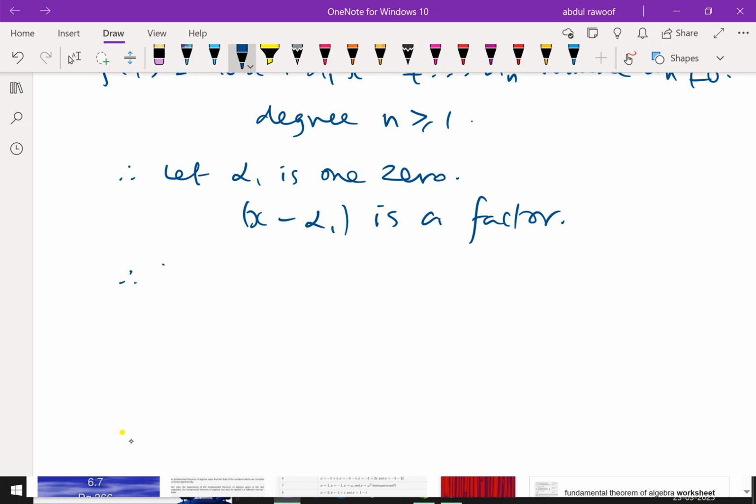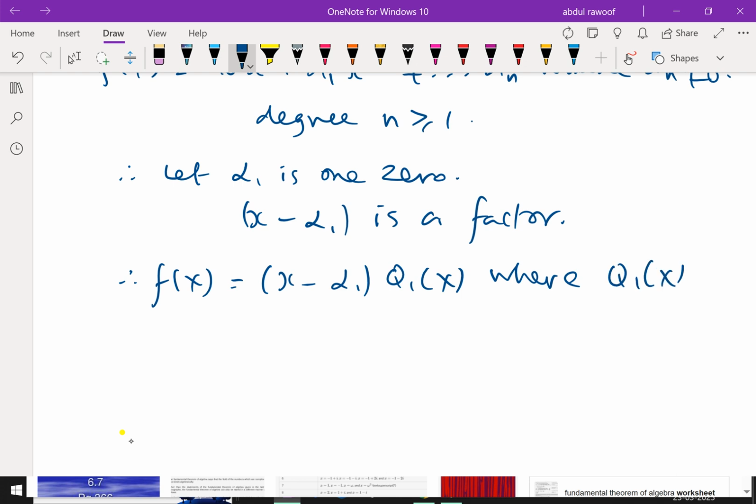Therefore, we can express f of x equal to x minus alpha 1 times q1 of x, where q1 of x is a function of degree n minus 1. Already the degree is n. Here why does n minus 1 come? Because already one factor, x minus alpha 1, is multiplied with it.